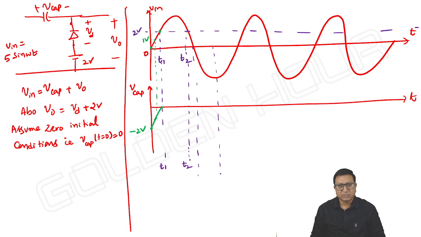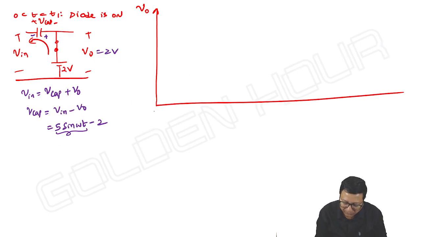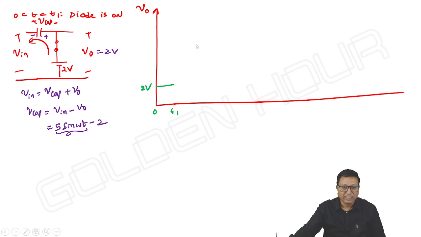Okay, and from 0 to T1, what is the output? If you observe the output from 0 to T1, it is simply 2 volts. Okay, this is fine.